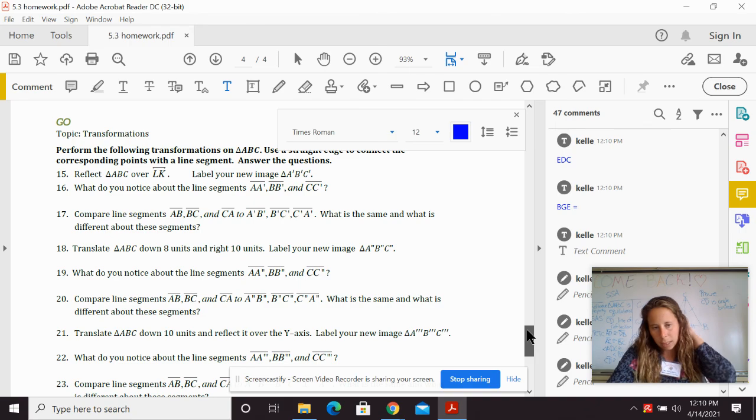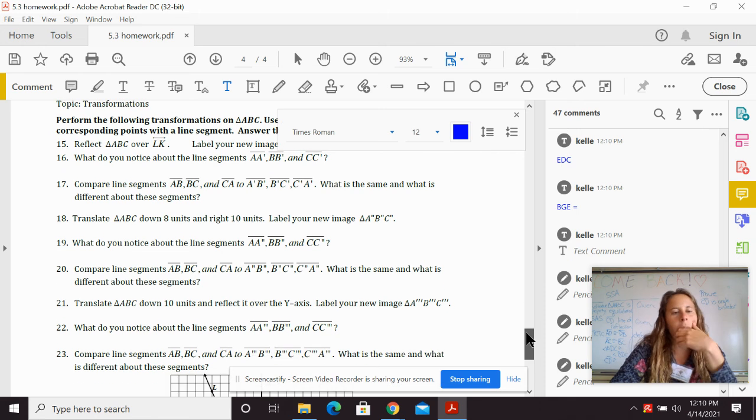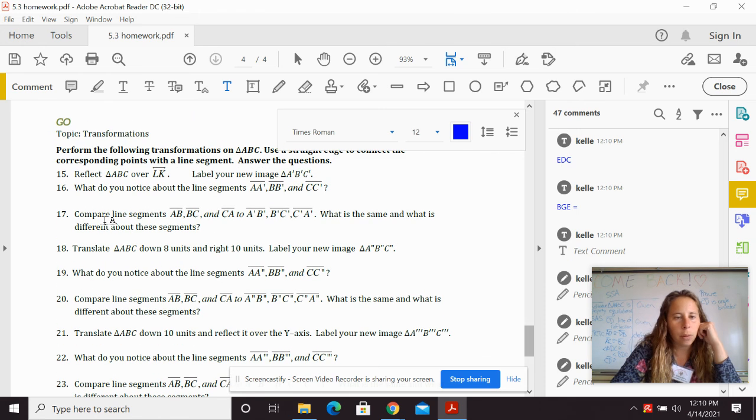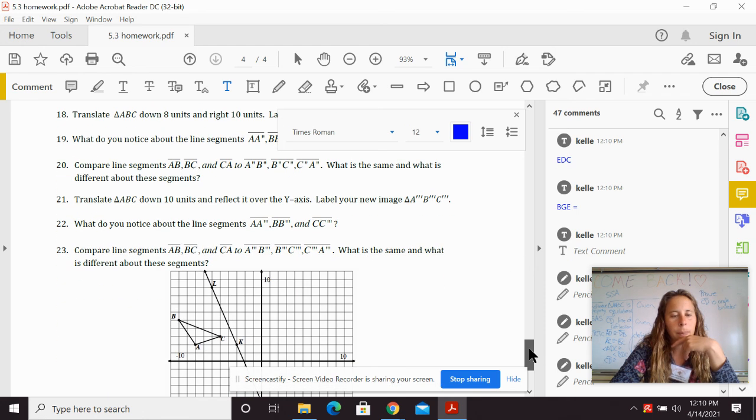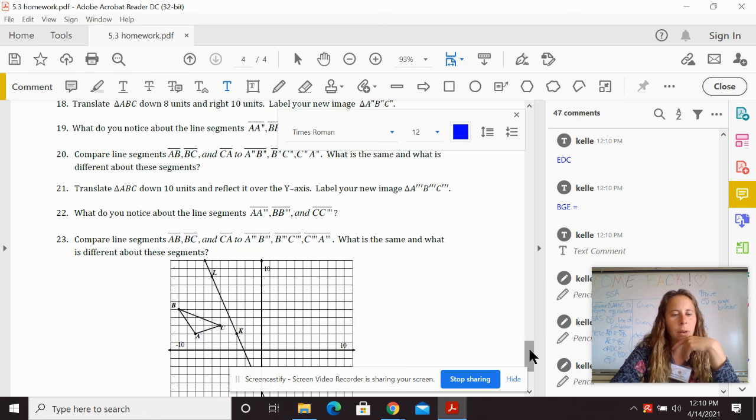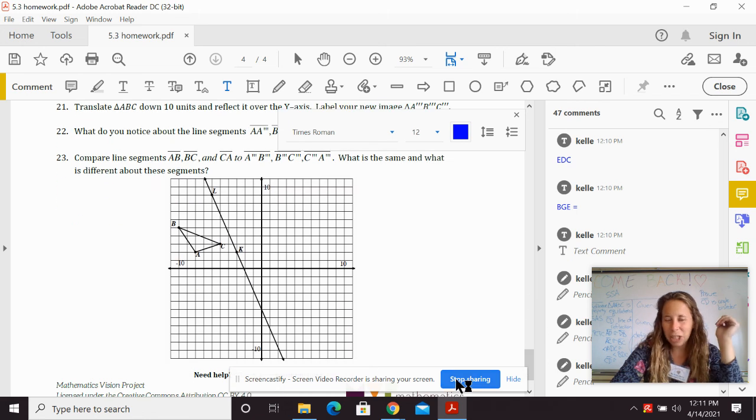All right, this I think you guys can handle. You're translating, and then you're connecting all these lines together and comparing them. Just be careful, reflecting might be the hardest thing. Just remember, you're flipping it over this line. So everything should be the same distance away from this line, except it'll be over here. All right, good luck. See you tomorrow.